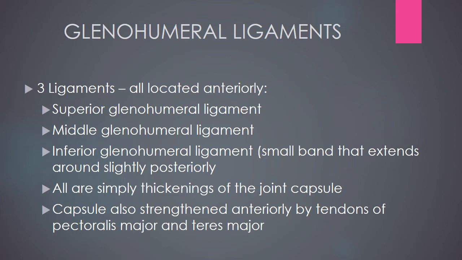And the capsule is also strengthened anteriorly by tendons of the pectoralis major and also the teres major. So these are going to be some important musculotendinous structures that provide for stability, at least anteriorly, of the glenohumeral joint.